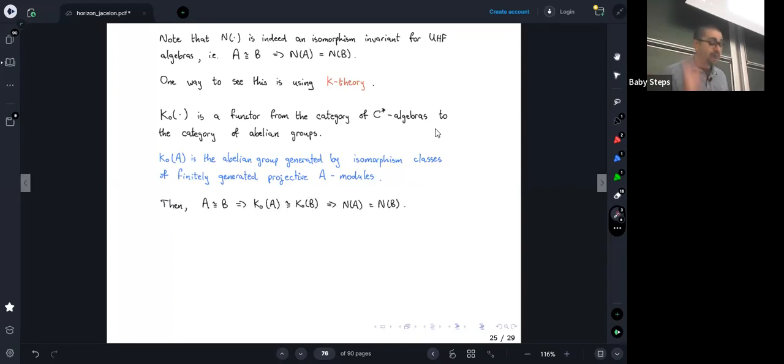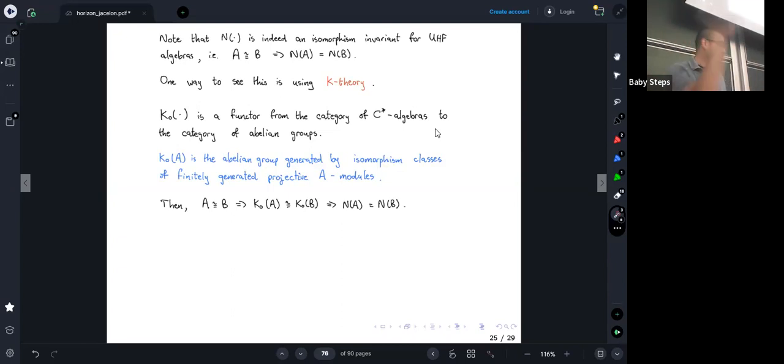And K0, because it's a functor, sends isomorphisms to isomorphisms. So if two C*-algebras are isomorphic, then the K0 groups are isomorphic. And the supernatural number is something that can be read off from the K0 group of a UHF algebra. It's analogous to what Tomasz was describing on Monday, that the genus can be read off from the homology groups of surfaces.